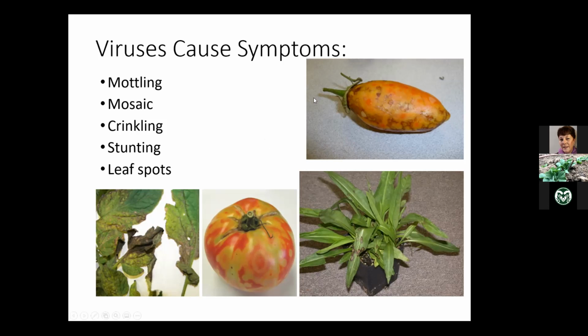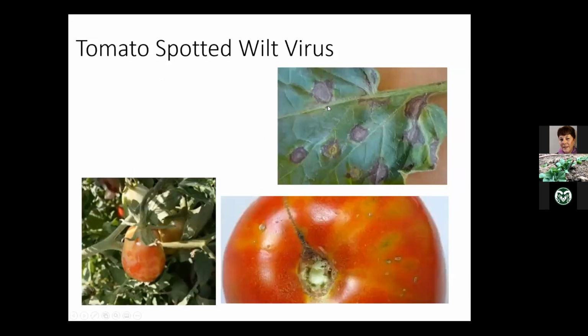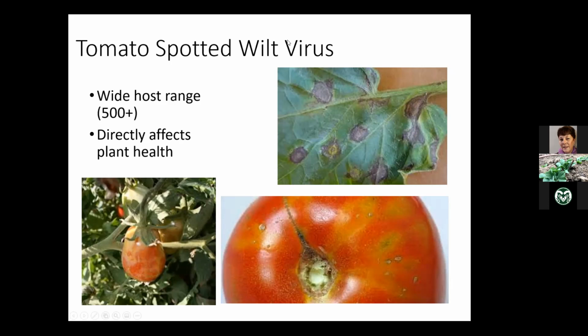Okay, so tomato spotted wilt virus does exactly like it says. It causes spots and it causes wilting of the plant. You can see the spots here on the leaves, and then you can see the yellow spots on the tomatoes as well. So you can see all of these different associations. I misspoke earlier. I said 300 plus hosts. Well, it's 500 plus for tomato spotted wilt virus.